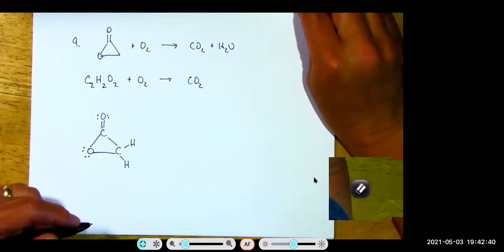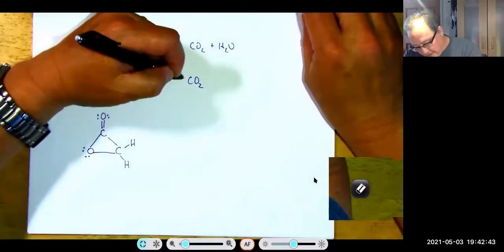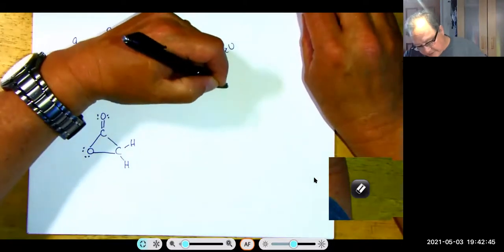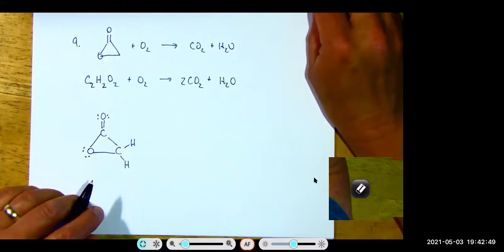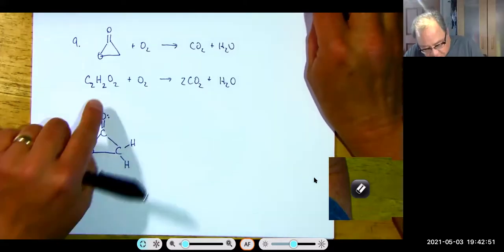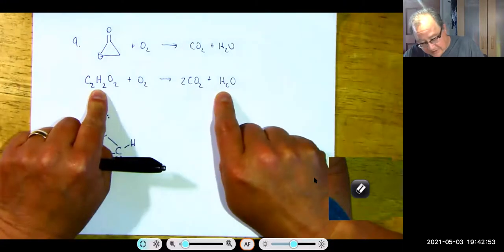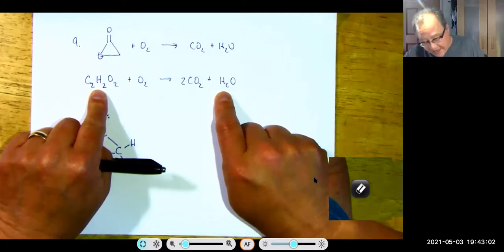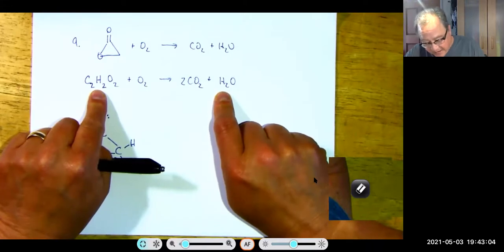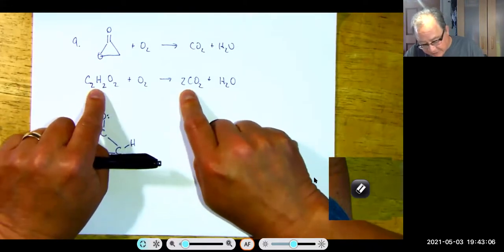At least 2. Okay. How many H2Os will we make? At least 2. I think since there's 2 hydrogens, we're going to make 1. Oh, I forgot about the other oxygens. Well, we'll worry about those last. Okay. So we have the right number of carbons, the right number of hydrogens.